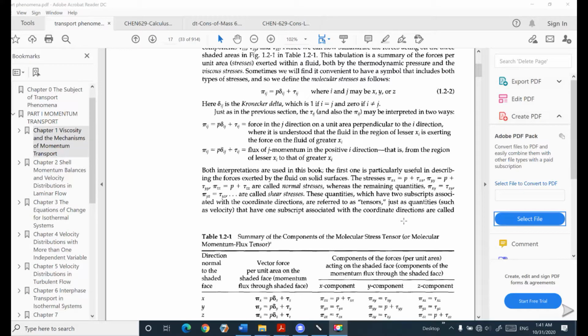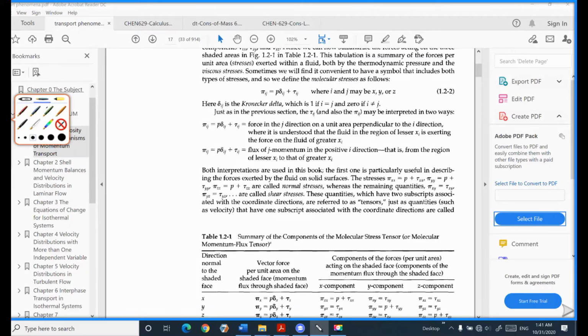In the last video, we just finished chapter 1 in the BSL. We defined the viscosity and the mechanism of the momentum transport. The momentum transport happens by two mechanisms. The first one is the molecular, and the second one is the convective.